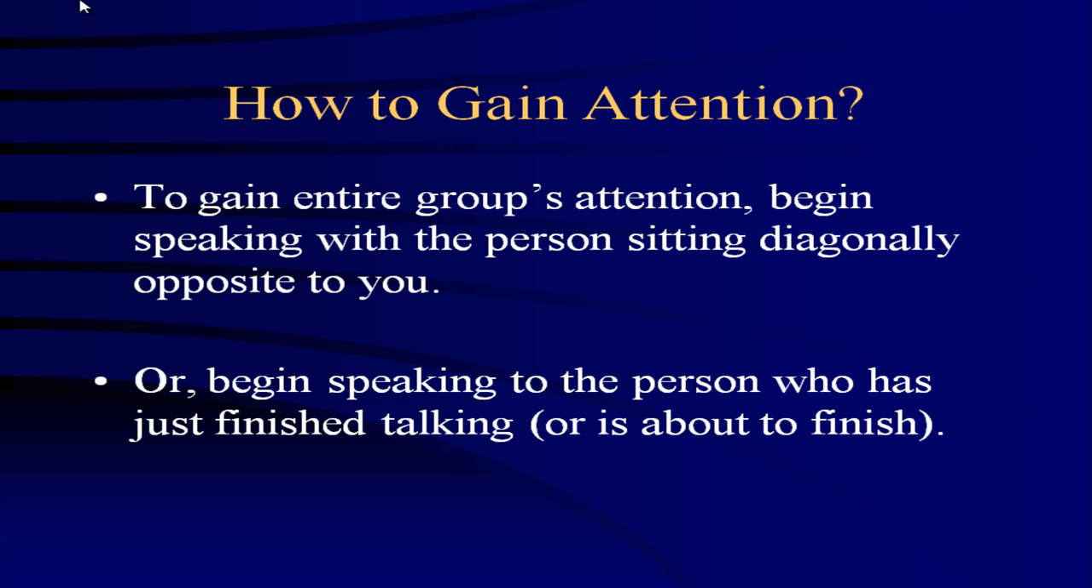How to gain attention. When you are sitting in a group, you want every person to listen to you. You don't want their interaction to loosen up. So what should you do? You should use your words in such a way that every person is attracted towards you. To gain the entire group's attention, begin speaking with the person sitting directly opposite to you, or begin speaking to the person who has just finished talking or is about to finish.